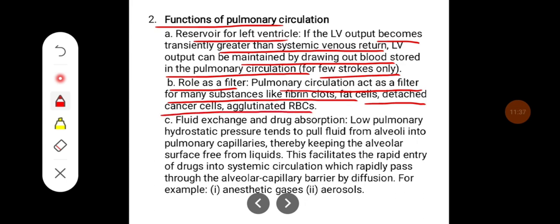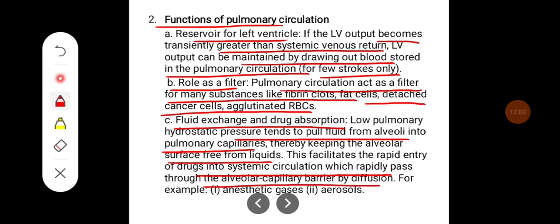Fluid exchange. It is important for fluid exchange and drug absorption. Low pulmonary hydrostatic pressure tends to pull fluid from the alveoli into pulmonary capillaries, thereby keeping the alveolar surface free from liquids. This facilitates the rapid entry of drugs into systemic circulation, which rapidly pass through the alveolar capillary membrane or barrier by diffusion. For example, anesthetic gases and aerosols.